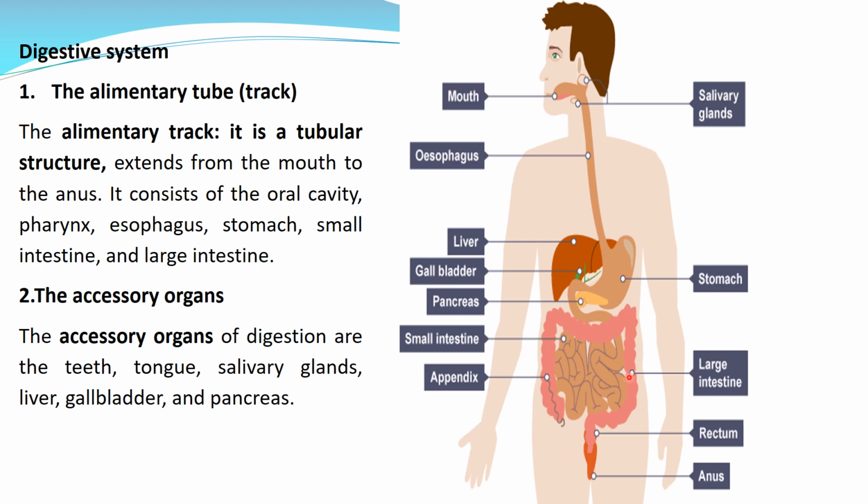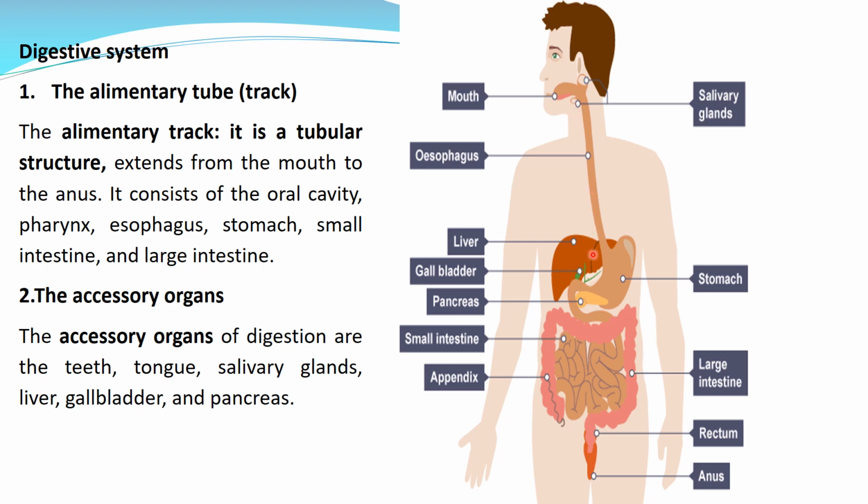So the accessory organs of the digestive system include the teeth. Teeth are a category of accessory organ. Then what we have is the tongue within the oral cavity. As you know, we can use this structure to move the food particles within the oral cavity. Then we have the salivary gland, which we will explain later.